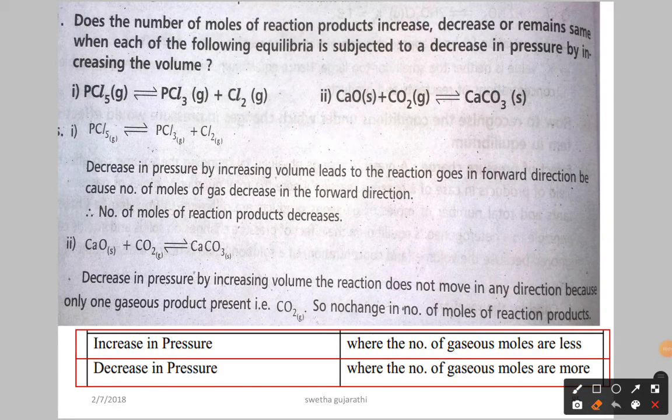Hello student, in the last video we came to know what the Le Chatelier principle is. Now let us discuss examples on the Le Chatelier principle. Okay, now here we have sample questions.